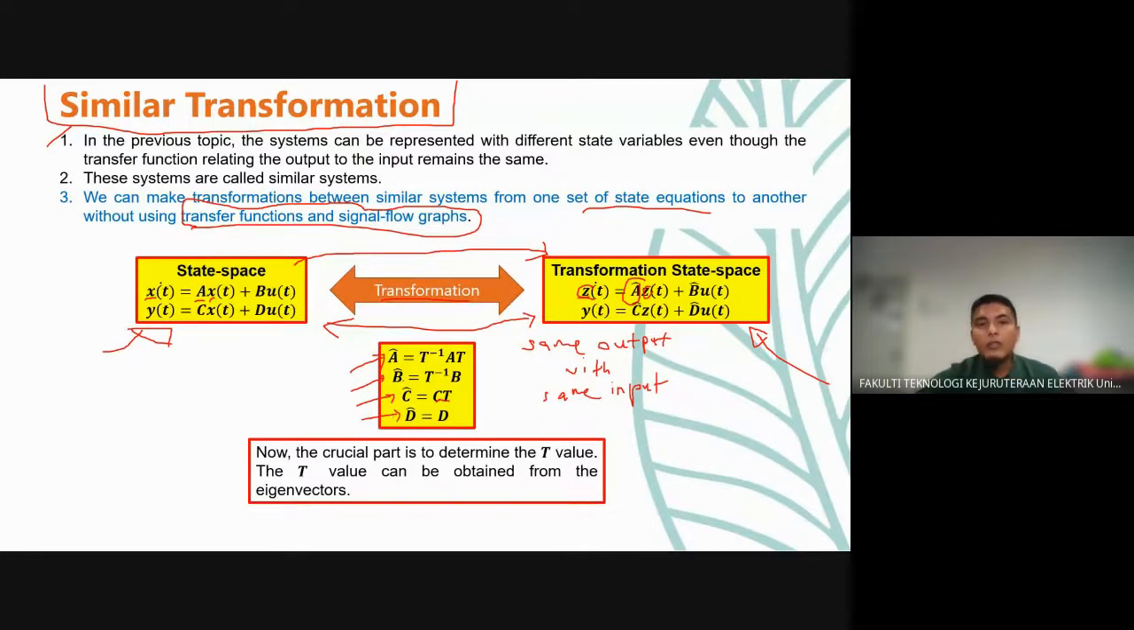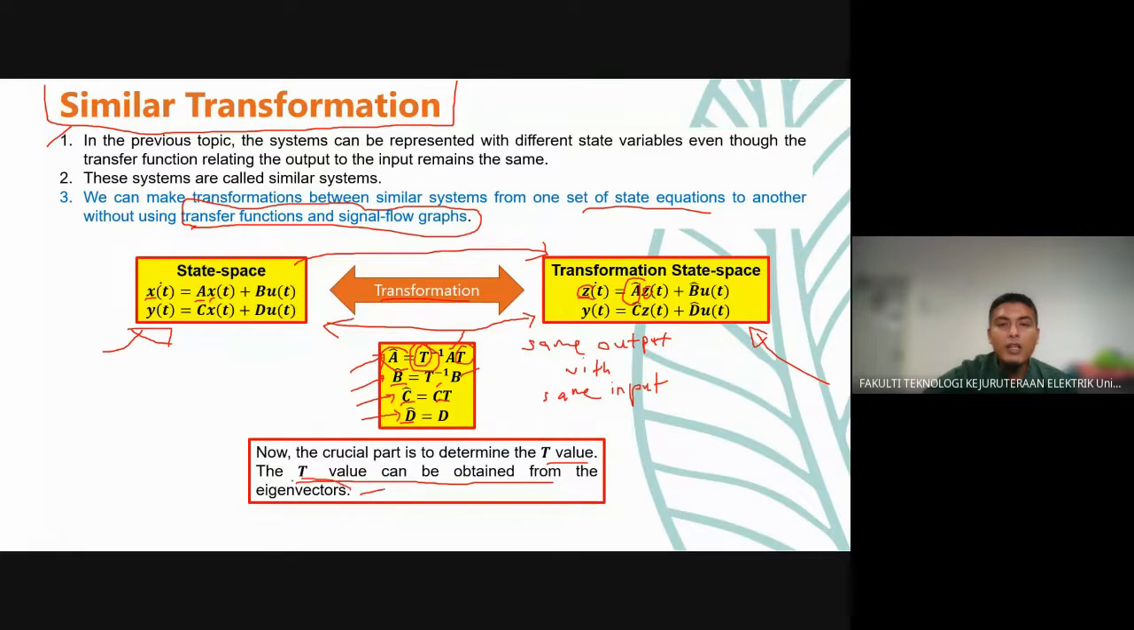So now, in order to calculate A hat, B hat, C hat, and D hat, you must know what is the T value, the T matrix. You must know the T matrix value because we already have information of A matrix, B matrix, C matrix. The only one we do not have is the T matrix. So now the crucial part is to determine the T value. The T value can be obtained from the eigenvectors.